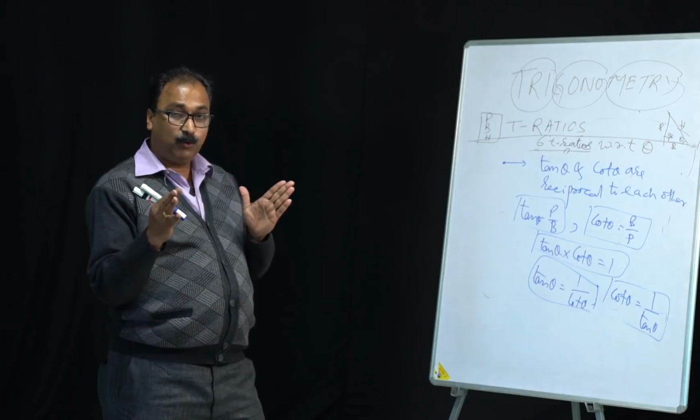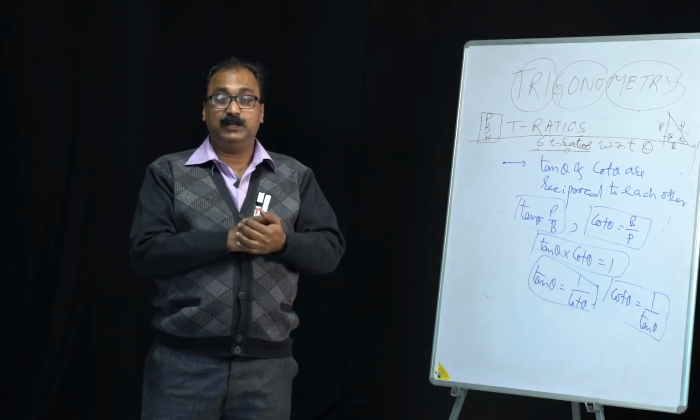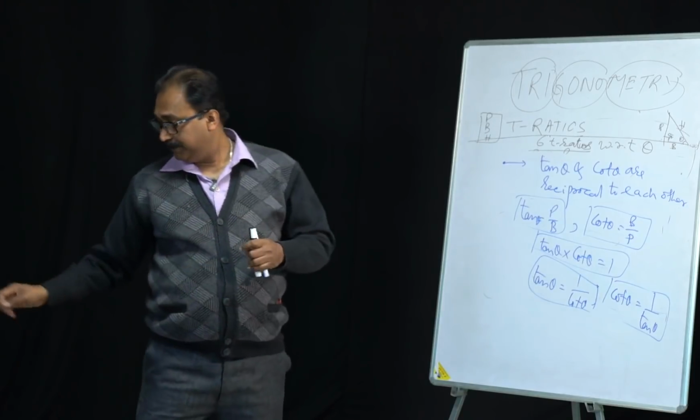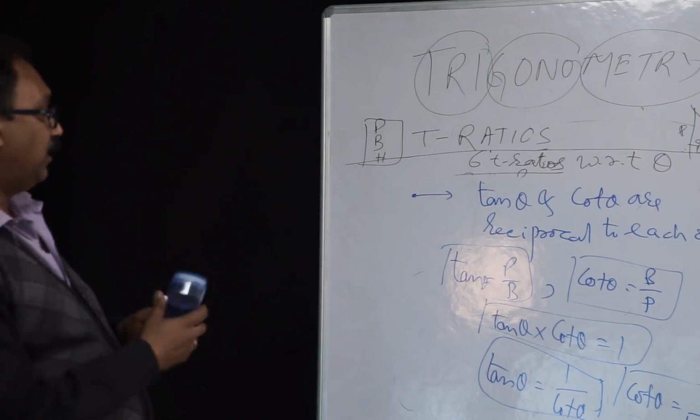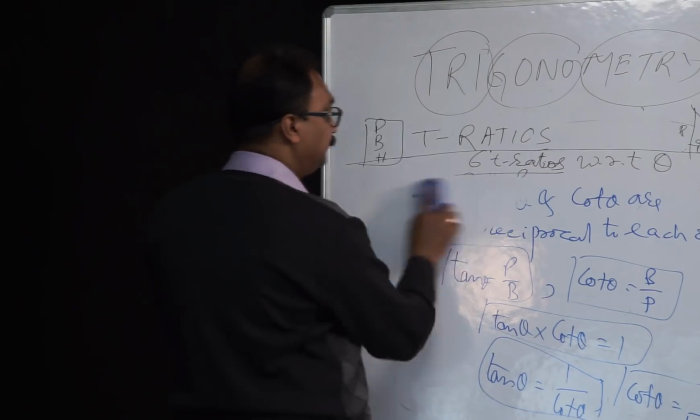Keep it in a separate book. Make a separate copy and keep the formulas separately, so that it will be very helpful to you. Clear? Okay. Now we come to another 2 clues between tan and cot. Clear?